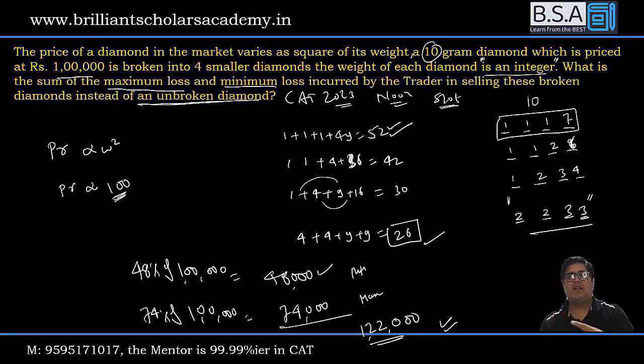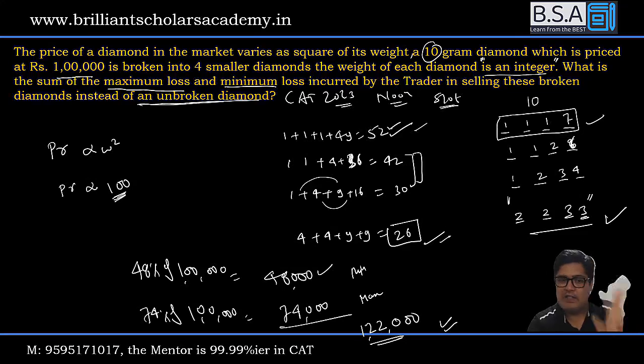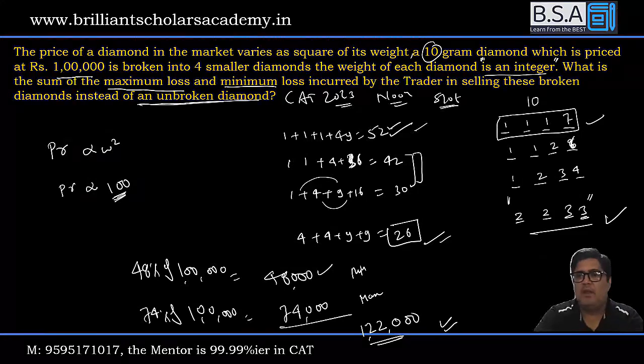The idea is to maximize or minimize the overall outcome. You should try to keep numbers far apart or you try to bring numbers close. The intermediate values are in between; these are your extreme numbers, your extreme outputs. First and last, you will learn the same concept again in maxima minima in algebra. 1,22,000 is the answer. Absolutely. This is a replica of the CAT question, 2023 afternoon slot.